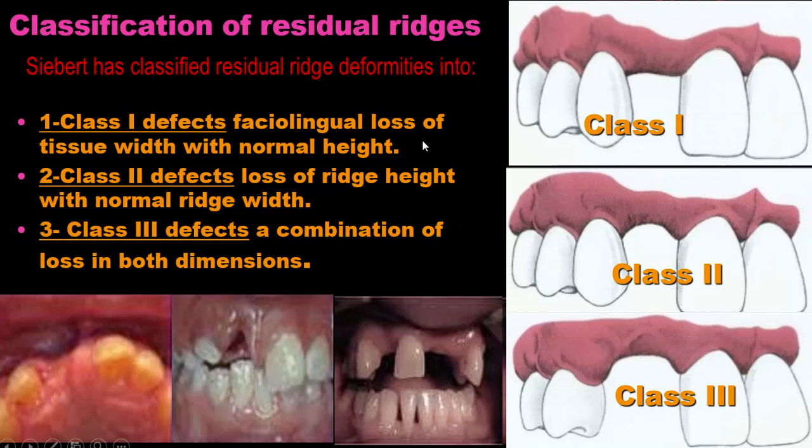Class 1 defect: facial-lingual loss of tissue with normal height. The height is normal, but there is a defect in the width. Class 2: loss of residual height with normal ridge width. The width is normal, but the height is lost. Class 3 defect is the combination of width and depth, so the height of the ridge is affected and the width as well.